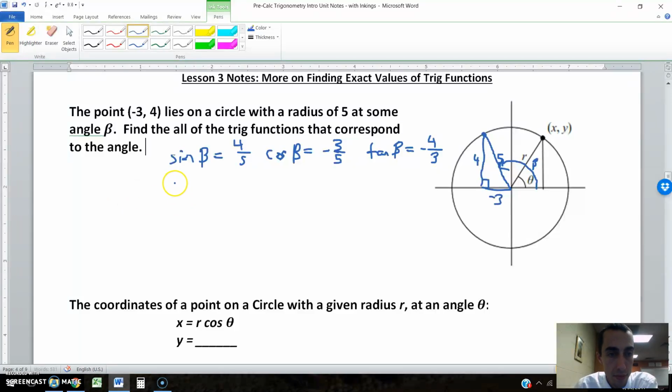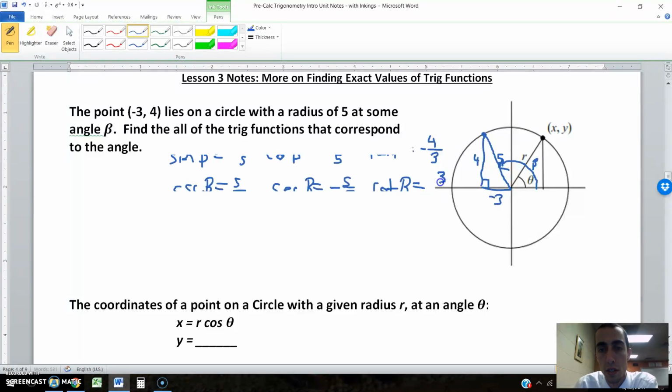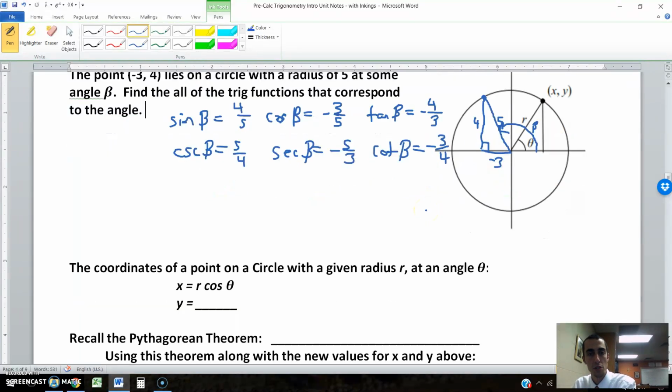For the other 3 trig functions, those are reciprocals of the first 3. Cosecant is the reciprocal of sine. Secant is the reciprocal of cosine. And cotangent is the reciprocal of tangent. So we've got all 6 trig functions right there.